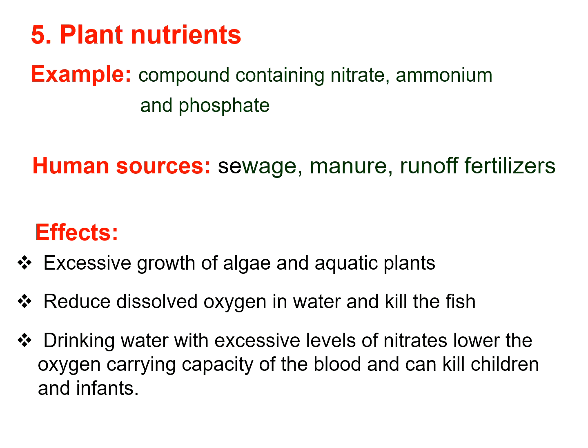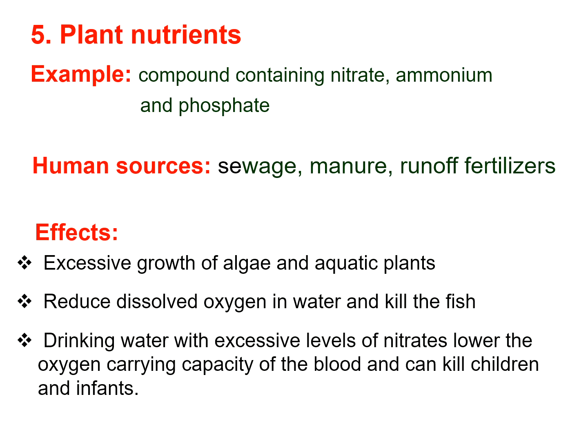Next is plant nutrients, for example compounds containing nitrate, ammonium, or phosphate salt. Human sources are sewage, manure, runoff fertilizers, etc. The effects include excessive growth of algae or aquatic plants. The next effect is reduced dissolved oxygen in water, and this type of pollutant can also kill fish.